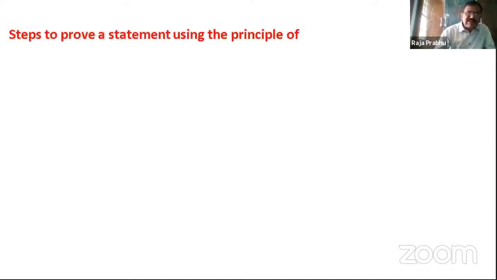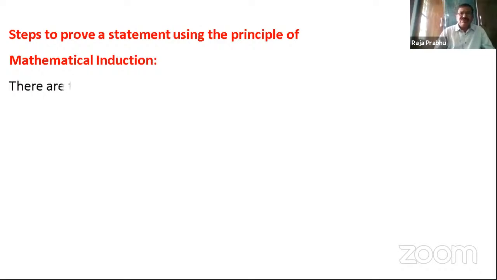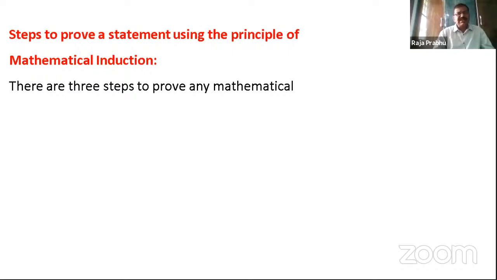Okay, now there are different steps to prove any mathematical statement by using the principle of mathematical induction. I'm trying to give those three steps. Here I already told you there are majorly two steps to prove any statement using mathematical induction. The first step is very clear, just verifying for n is equal to 1, the base step. And the second step can be classified into two ways. Let us see one by one.